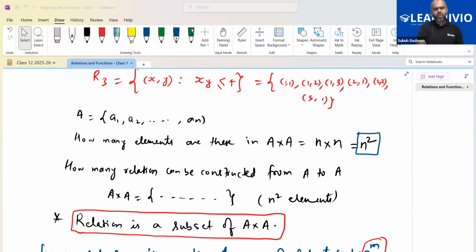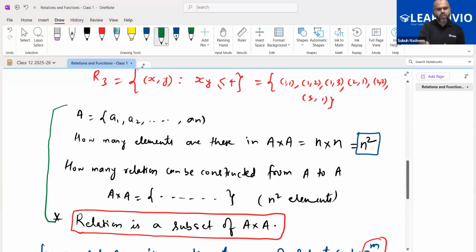So have you understood this part while writing this part, Muhammad Ali Muhammad? Have you, sir, understood this part? Yes, sir.